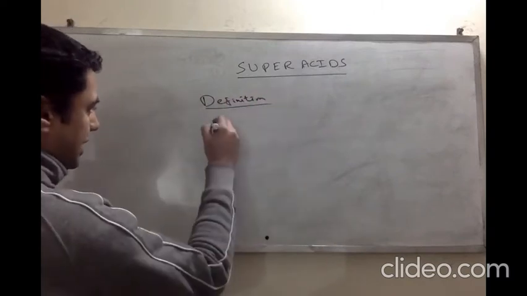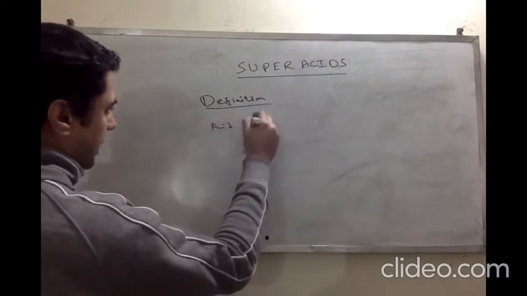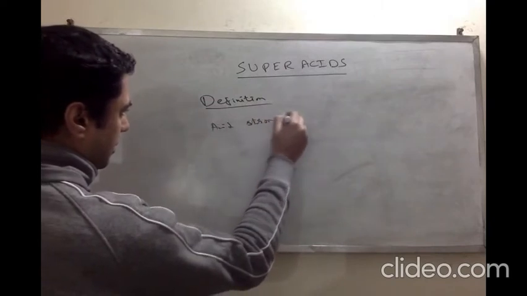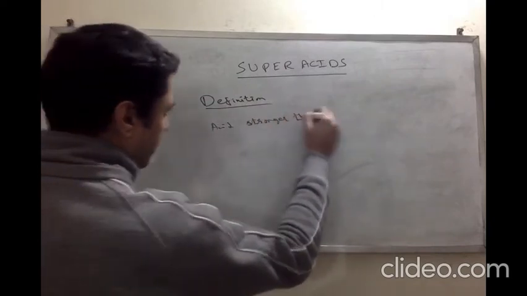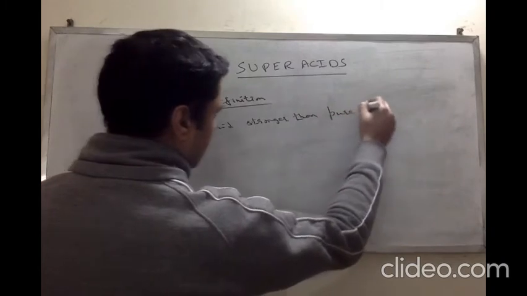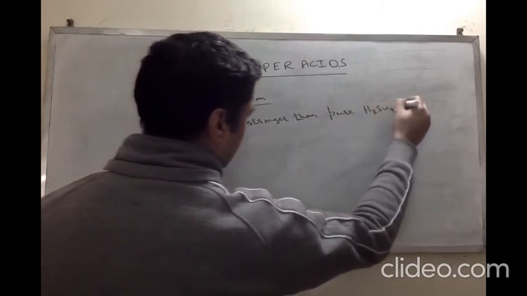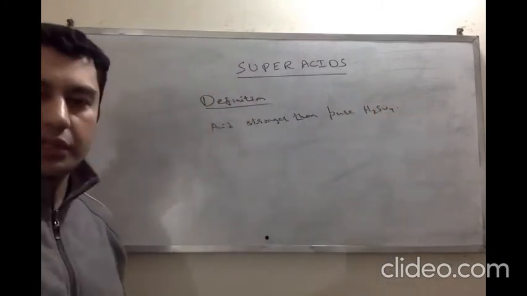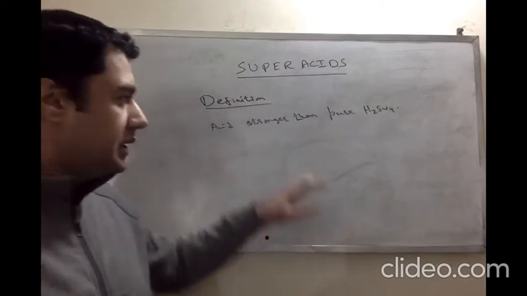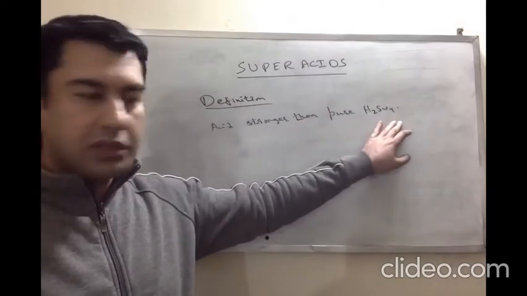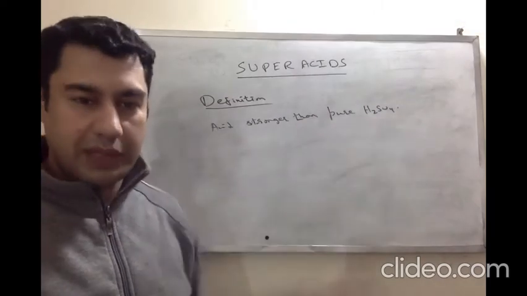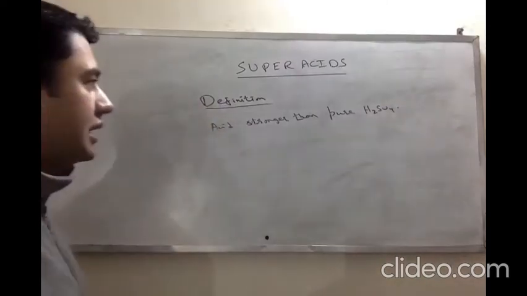Well, an acid which is stronger than pure sulfuric acid is called a superacid. So the definition is pretty straightforward. An acid which is stronger than pure or 100% sulfuric acid is said to be a superacid. Now, let us head to the preparation part.